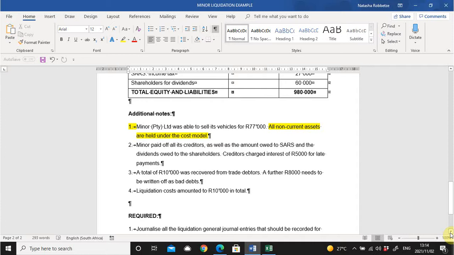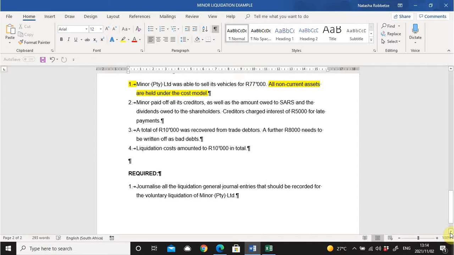Right, in note number 2, it says Minor paid off all its creditors as well as the amounts owed to SARS and the dividends owed to shareholders. Creditors charged interest of 5,000 rand for late payment. Then number 3, a total of 10,000 was recovered from trade debtors. A further 8,000 needs to be written off as bad debts. Then liquidation costs amounted to 10,000 in total. In the required part, they ask you to journalize all the liquidation general journal entries that should be recorded for the voluntary liquidation of Minor Pty Limited.